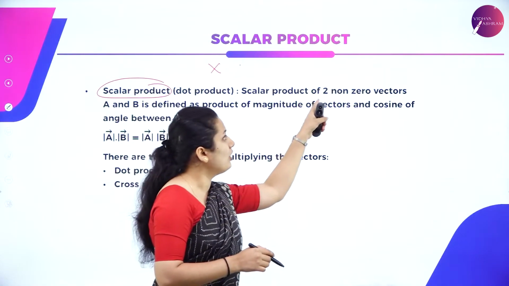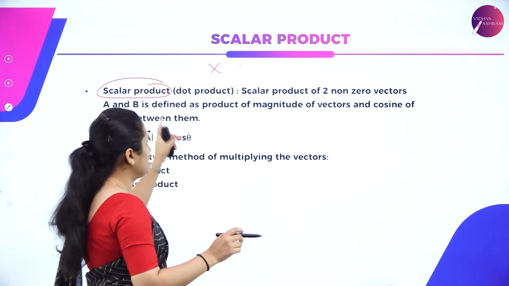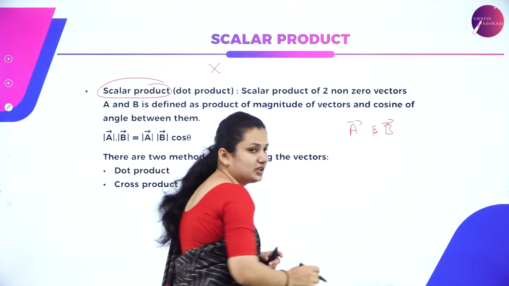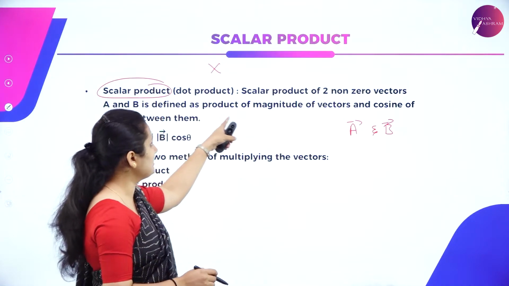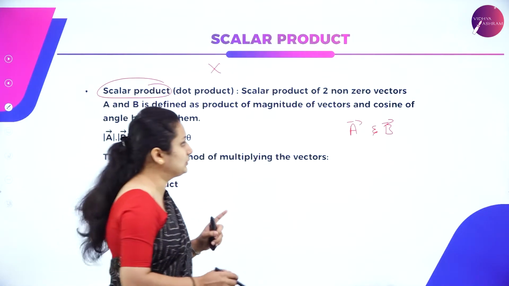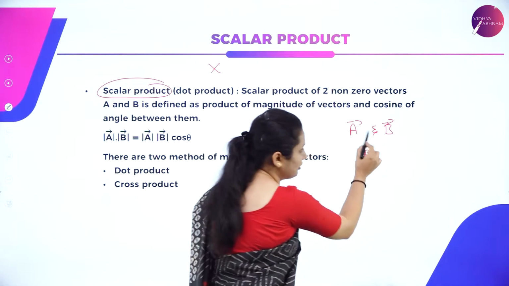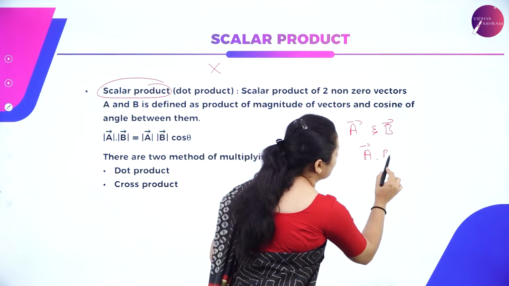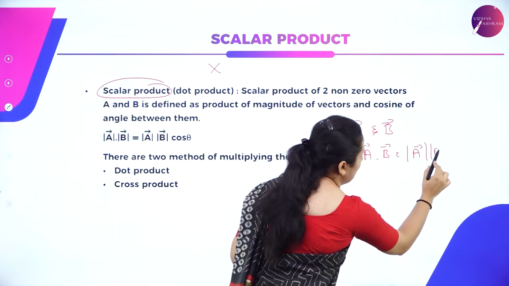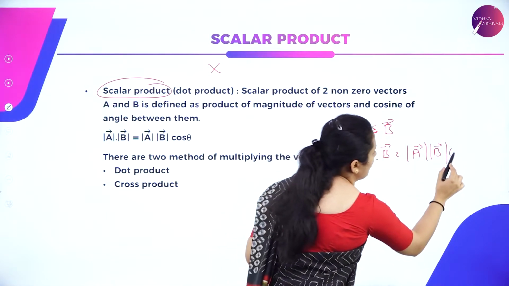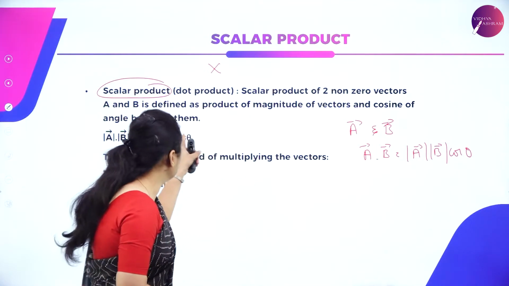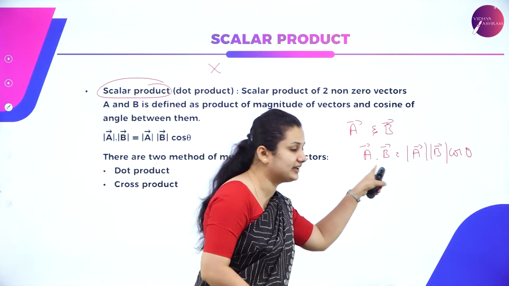Consider the scalar product of two non-zero vectors A and B. It is defined as the product of the magnitudes of the vectors and the cosine of the angle between them. So A dot B is equal to the magnitude of A times the magnitude of B times cos theta. We use cos theta in finding the dot product.